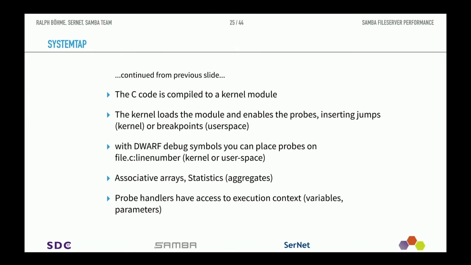In the object files where you requested the trace points, it inserts jumps, which are cheap, but that's only done in the kernel. For user space, those are breakpoints, so that's where we get from user space to kernel. Like mentioned before, with DWARF debug symbols, you can probe trace points just by file name and line number. It supports associative arrays, so you can easily do statistics.